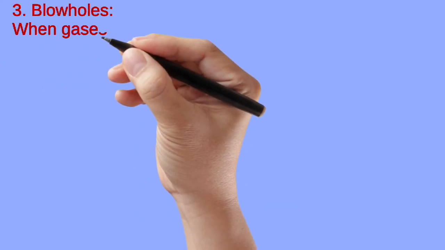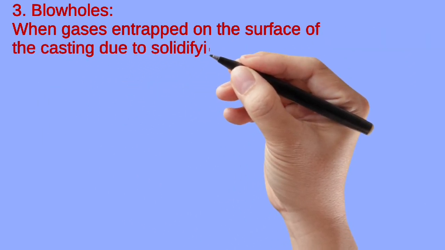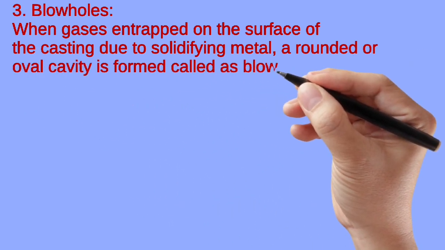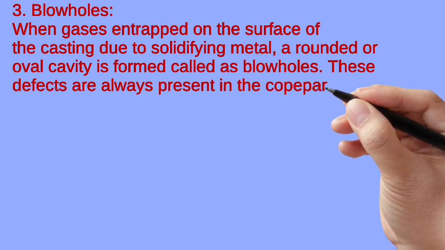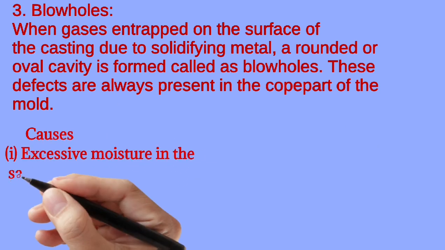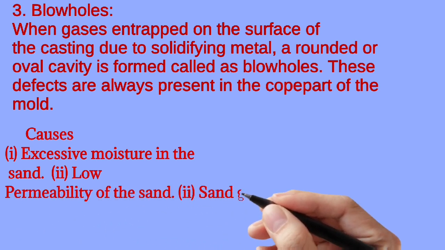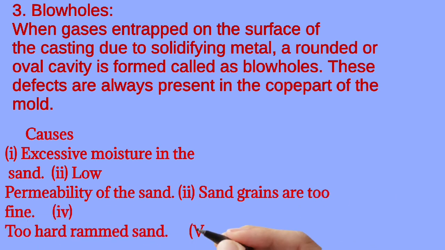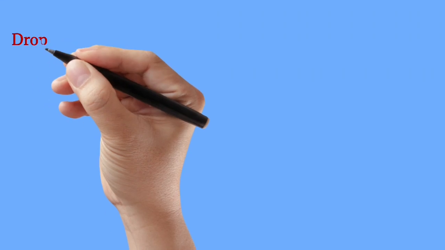Third one is blowholes. When gas is entrapped on the surface of the casting due to solidifying metal, a rounded or oval cavity is formed called a blowhole. These defects are always present in the top part of the mold. Causes. Number 1, excessive moisture in the sand. Number 2, low permeability of the sand. Number 3, sand grains are too fine. Number 4, too hard rammed sand. Number 5, insufficient venting is provided.